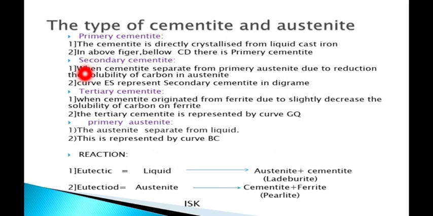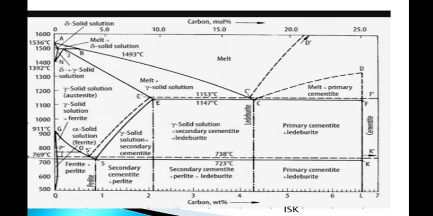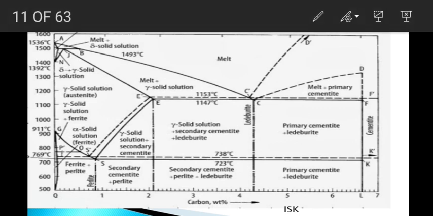In the second point, we learn what is meant by primary cementite. This is line CD, and below the line CD there is primary cementite.